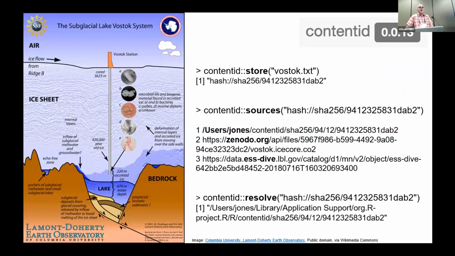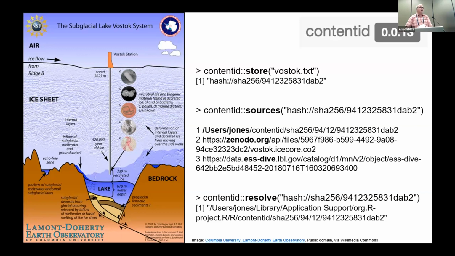And I want to end with one final example using contentid. This is the Vostok ice core data set, which is a really famous climate change data set that's been around for many years. There are a lot of copies of it around on the web, and it's a really interesting example where you have the same data that can be found in many different locations. If I have a copy of that data set, I can use contentid to store it in my local cache, and that generates the identifier so that I know what it is for my local cache, and I can use that as a reference in my scripts and programs.